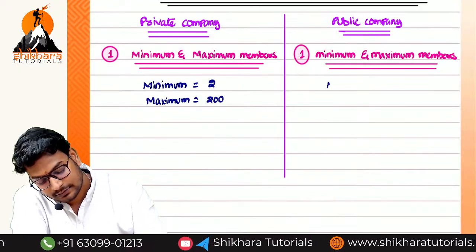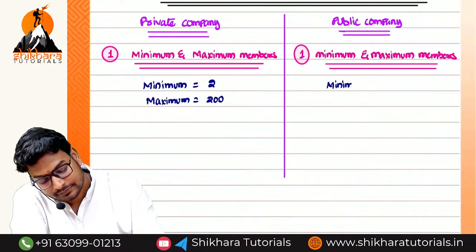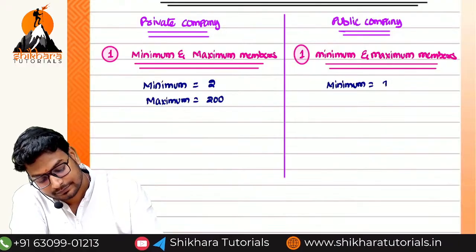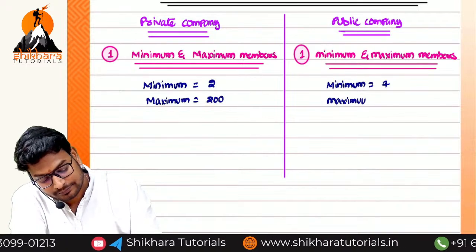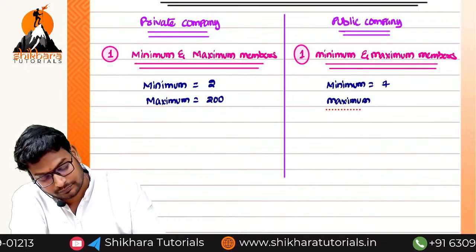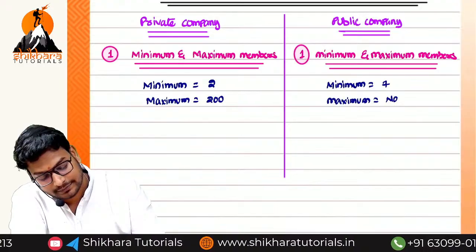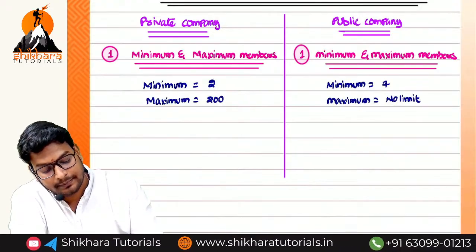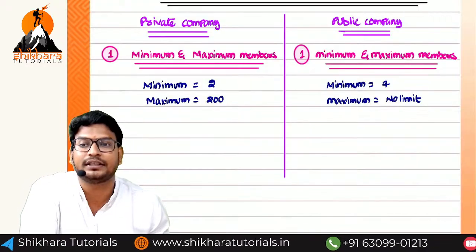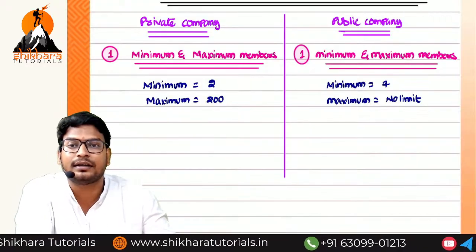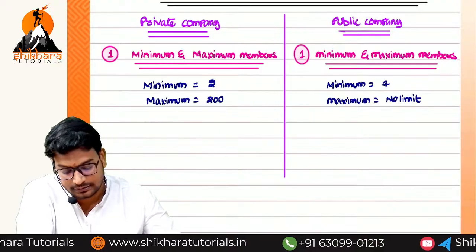Here, for a public company, minimum 7 and maximum no limit. In a partnership firm, minimum 2 members and maximum 50. More than 50 is called an illegal association. Okay? So no need.